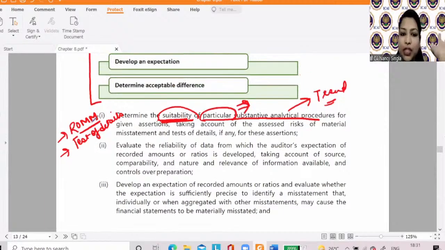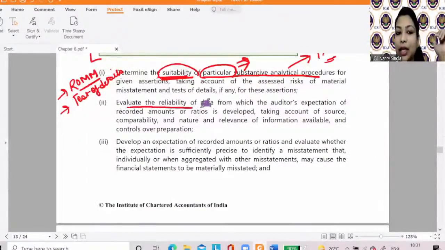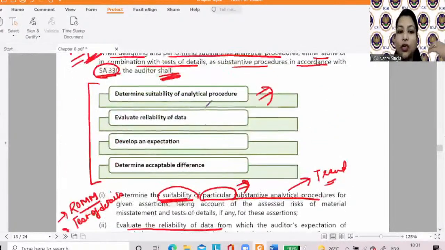ठीक है. So first point, procedure. Evaluate the reliability of data. Just try to understand the sequence of all these 4 steps. First of all, the auditor was determining what? Suitability of a particular substantive analytical procedure, then evaluating the reliability of data on which that particular analytical procedure is to be applied.